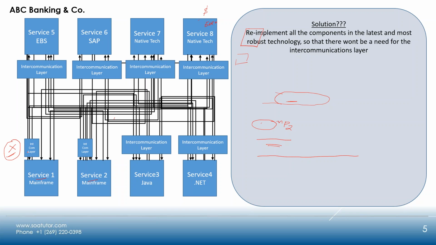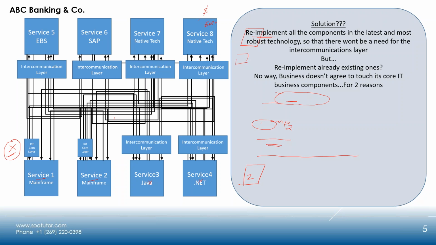Say after 10 years, there might be a new technology Y, or your company might acquire another company which uses technology Z. So even then you will have all the components in X and you have the new component on Z. So again you fall into the same issue, right? So obviously re-implementing is not at all a good solution. So it says re-implementing the existing ones, no way.